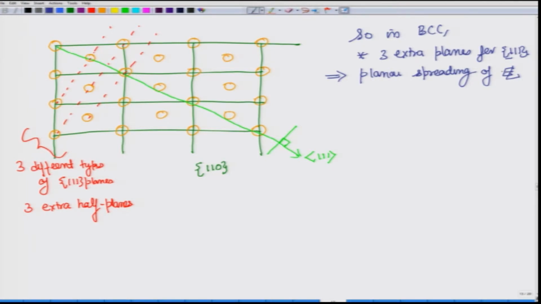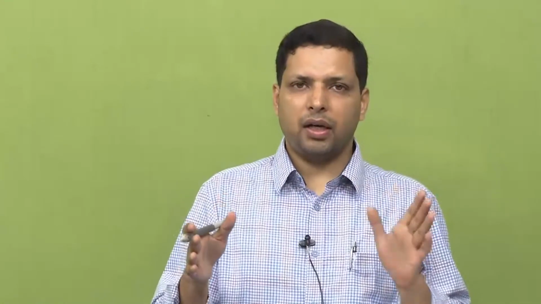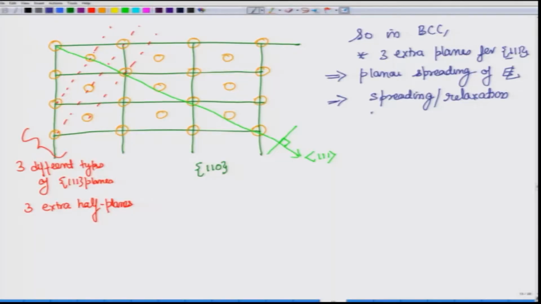So, there will be planar spreading of edge dislocation. In the core, basically, you can say that there are 3 extra half planes, and that would mean that the overall core would be spread out to a much larger distance. That will be the planar spreading in edge dislocation, and it will be different from plane to plane. So, planar spreading varies from plane to plane.